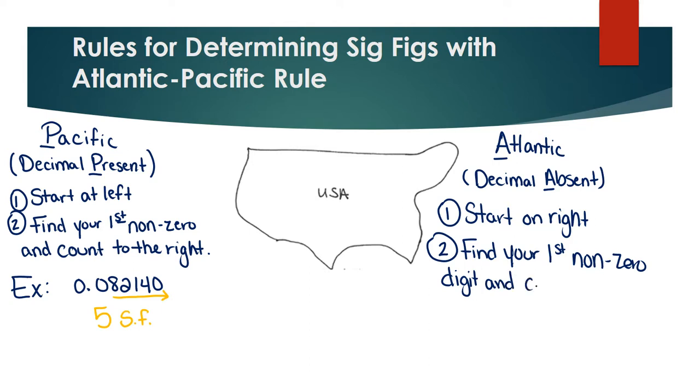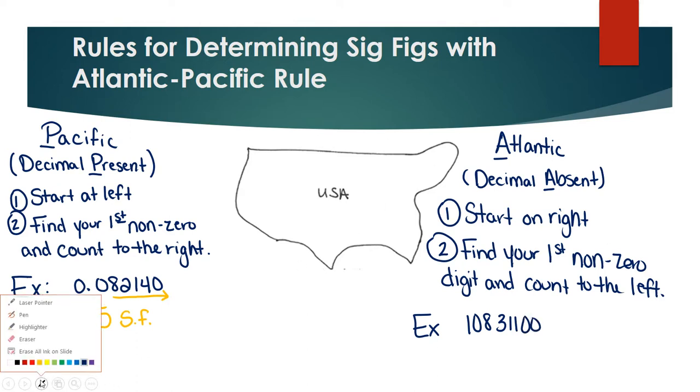And you're going to count to the left. Okay. So another example is we have 108,311,00. In this particular example, we can see that there is no decimal in the value like we saw in the Pacific side. So this side, again, you find your first non-zero and you count to the left. So we're going to go right to left.